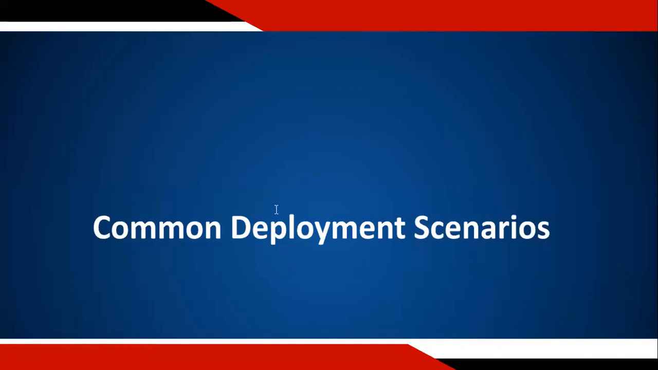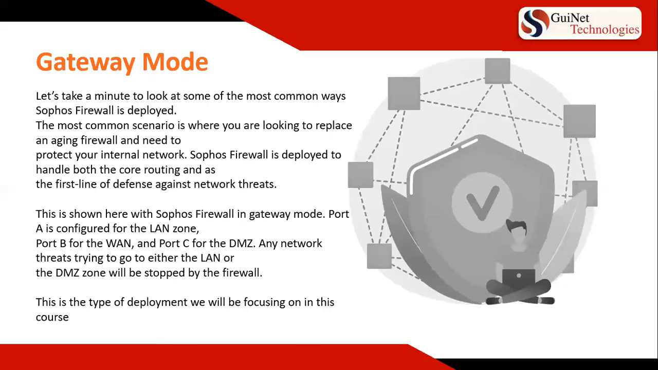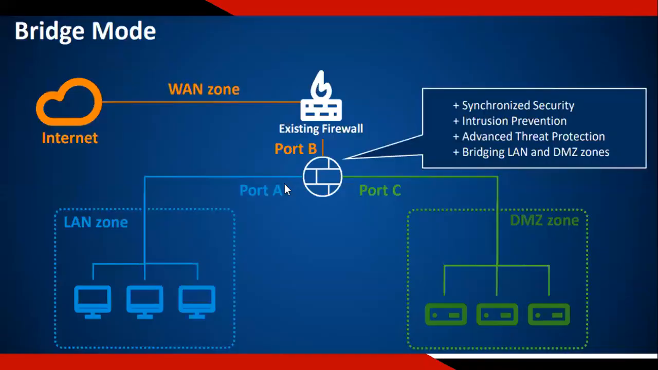So let's have a quick recap. We have deployment options, right? We have discussed the gateway mode, where our firewall is in gateway mode here, right? So Port B is our WAN zone here in the gateway mode. Port A is our LAN zone. We have Port C as our DMZ zone.